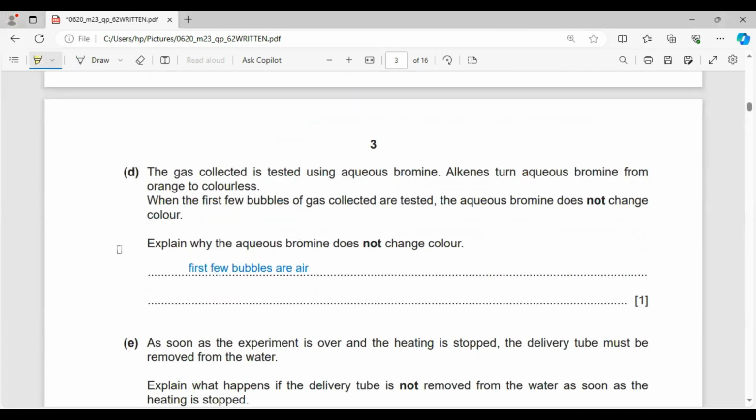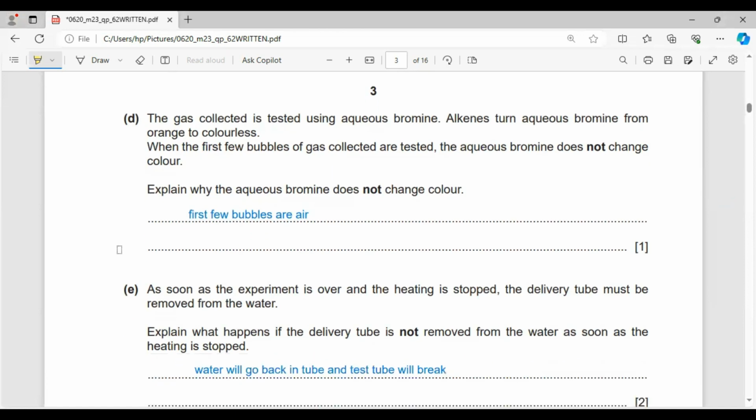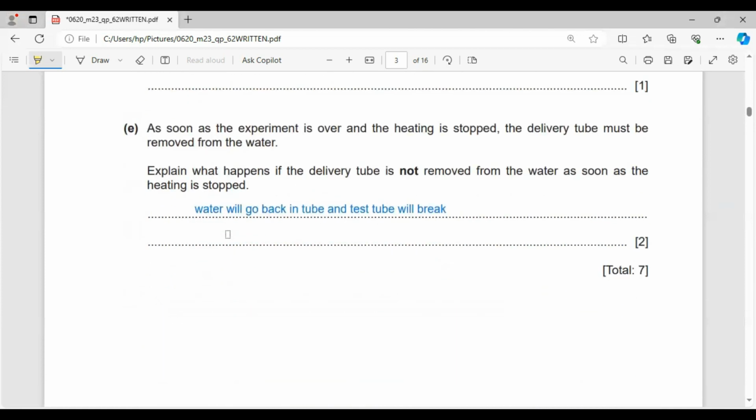The gas collected is tested using aqueous bromine. Alkenes turn aqueous bromine from orange to colorless. When the first few bubbles of gas collected are tested, the aqueous bromine does not change color. Explain why the aqueous bromine does not change color. So the first few bubbles which come out is the air which was present in the delivery tube.